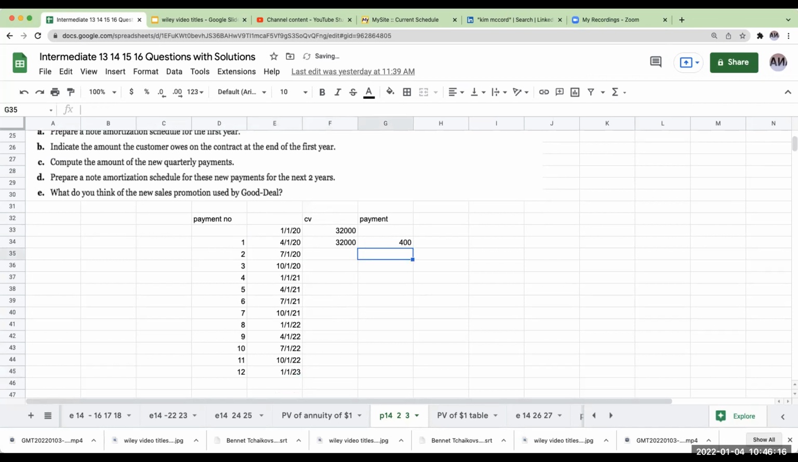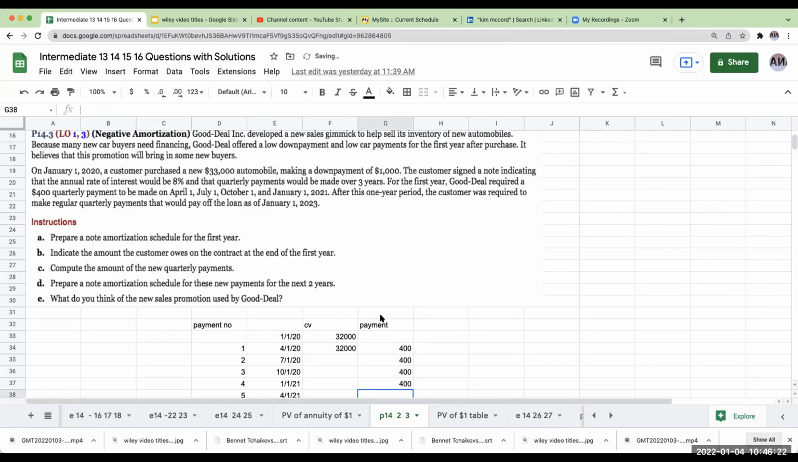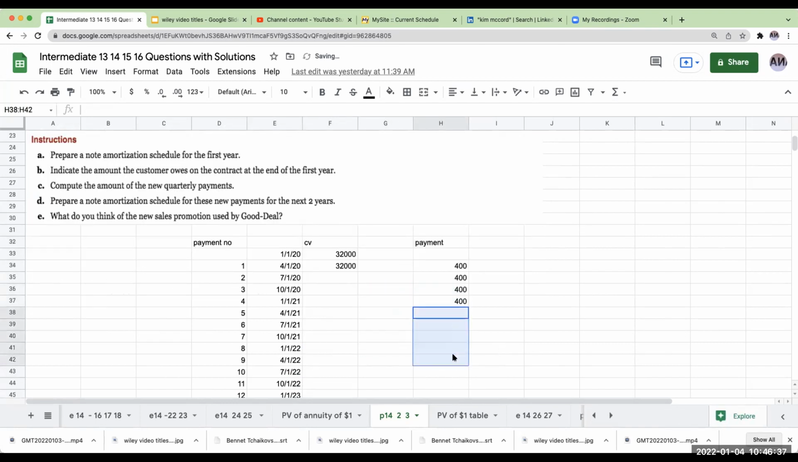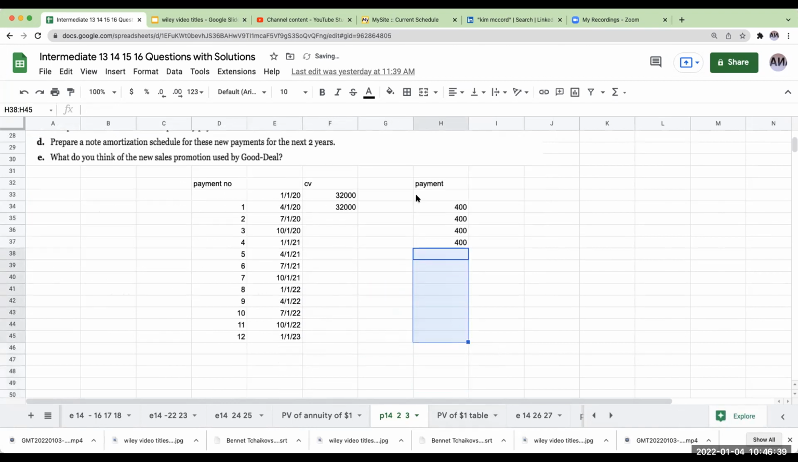Okay, so right over here for the first year, basically what I'm doing is saying that the amount of the payment is going to be $400 for the first year. And then after this payment period, there's going to be the amount that we have to sit down and try to figure out.